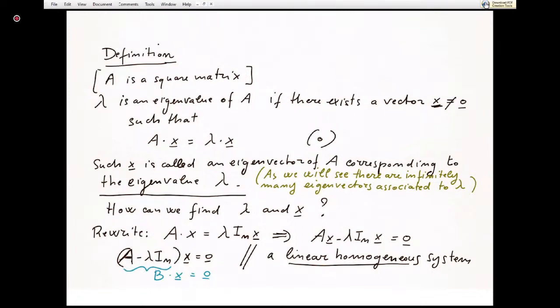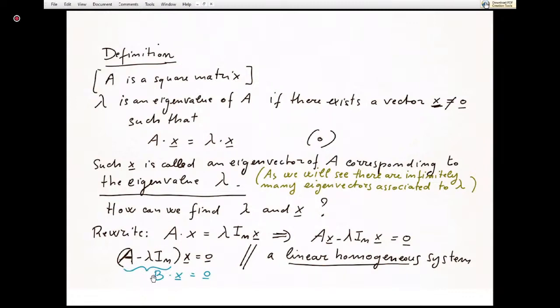We are not interested in the 0 vectors x. We know that this linear system has 0 as a solution. This is the trivial solution. We are not interested in this. We are interested in non-zero solutions. But what is the condition by which this system, this is a linear system, can have non-zero solutions? Go back to the previous property of linear homogeneous systems. This system will have non-zero solutions, so non-zero vector x, only if the determinant of the coefficient matrix B is 0.